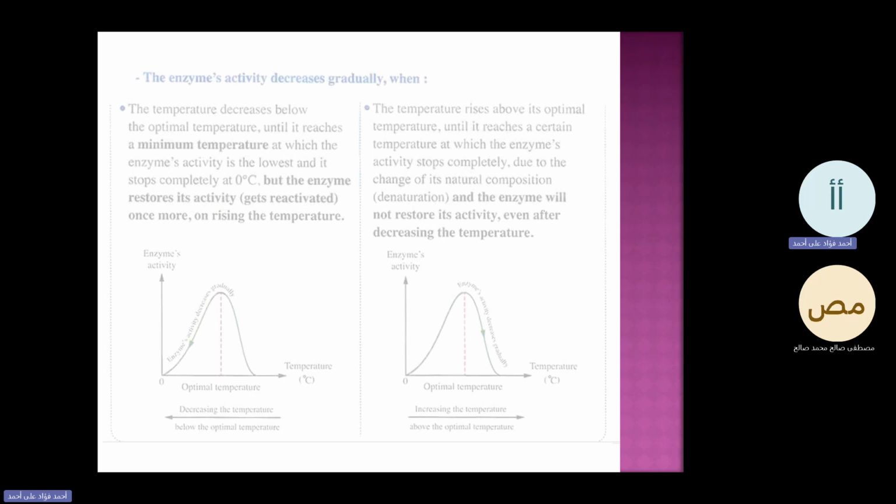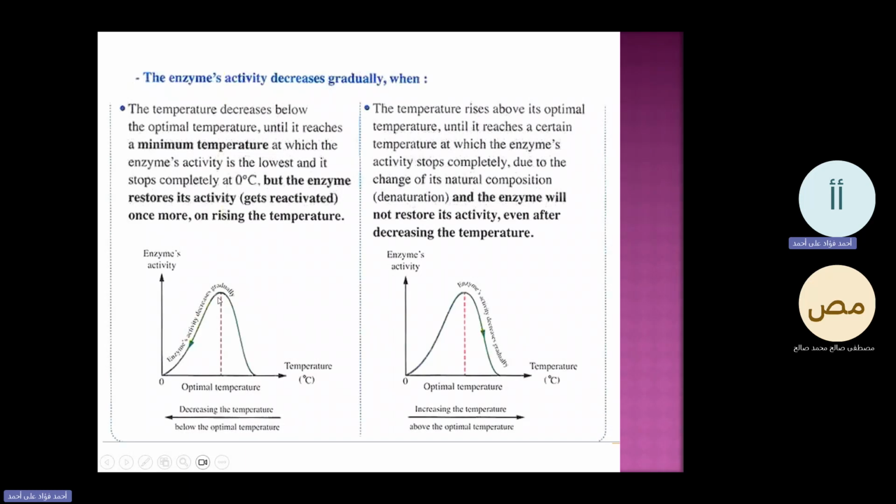ده الفرق، ده الكلام. ايه بقى التوب بتاعت الجراف دوت هنا او هنا؟ ده بيمثل الاوبتيمم تمبريتشر. يعني ايه؟ زي ما انت شايف كده هنا دي علاقه ما بين الايه؟ الانزيم اكتيفيتي والتمبريتشر، وهنا برضه الانزيم اكتيفيتي والتمبريتشر. فهنا المكان ده التوب بتاع الجراف هنا بيمثل مين كده؟ الاوبتيمم ديجري اللي هي مثلا عند 37 بالظبط كده.